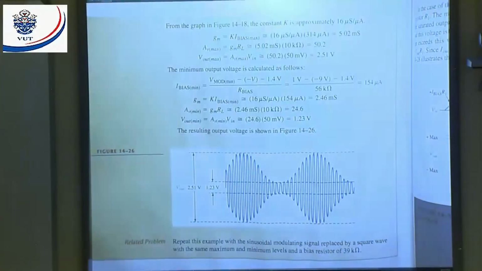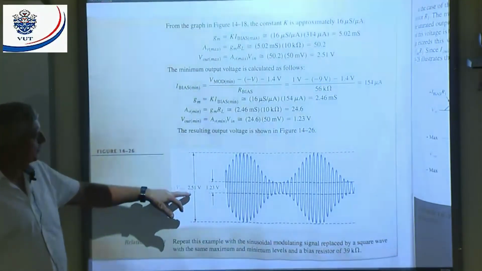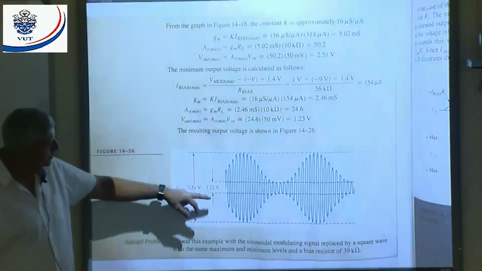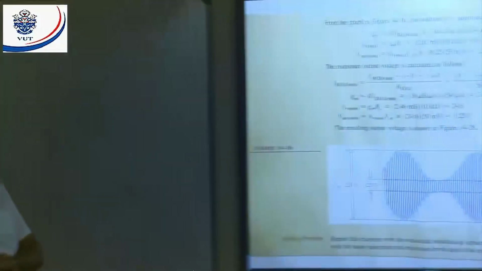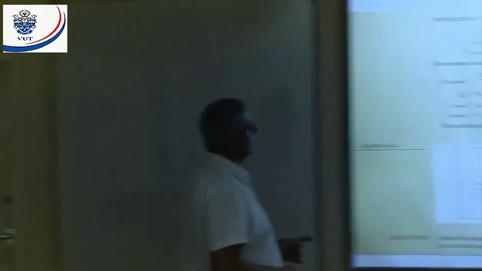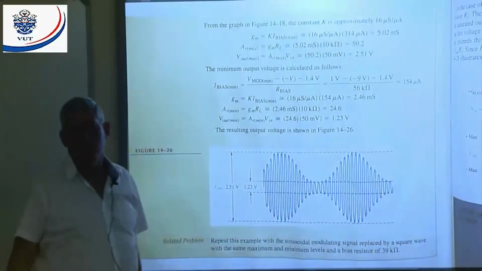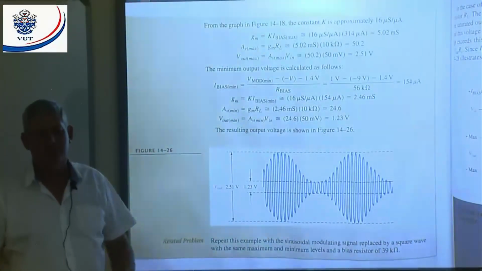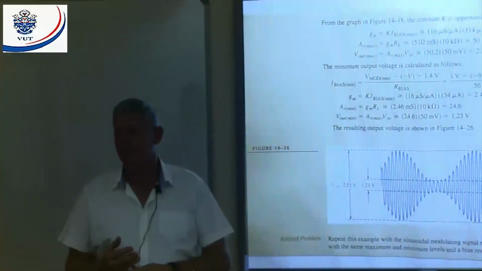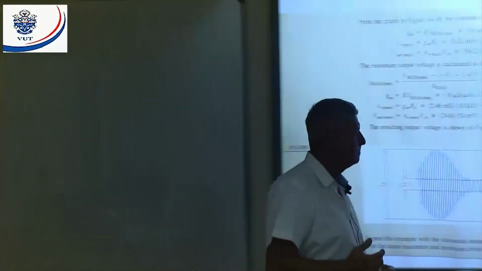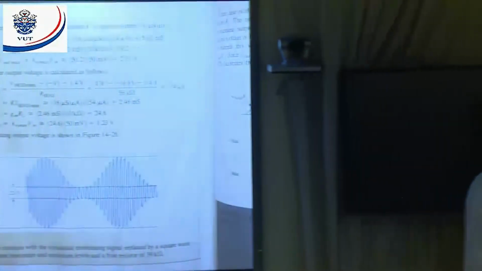All right, that means my maximum was 2.51, and my minimum is 1.23. You can see here, here's my maximum 2.51, my minimum is 1.23, and there's my modulated signal. This frequency here will be, what, 1 megahertz. All right, that was the input or my carrier frequency. Any questions? Any questions? All right, let's finish this part.